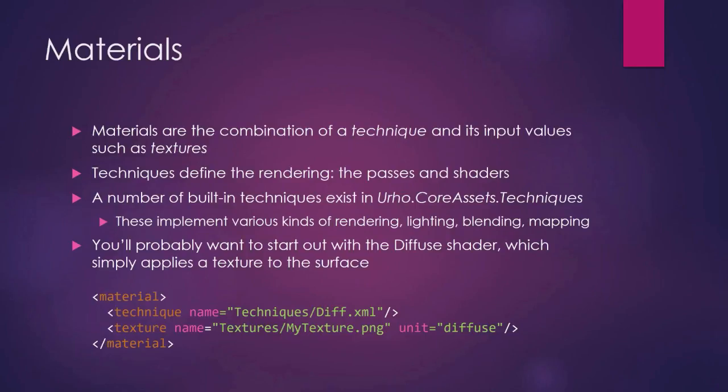and then the various inputs for that. In this case, this is a diffuse shader, which pretty much just maps the texture directly onto the surface of the model. No fancy manipulations or mappings or blending or anything like that. It just puts the texture on the model. So in this case, this is putting this texture resource into the diffuse input of the diffuse technique.